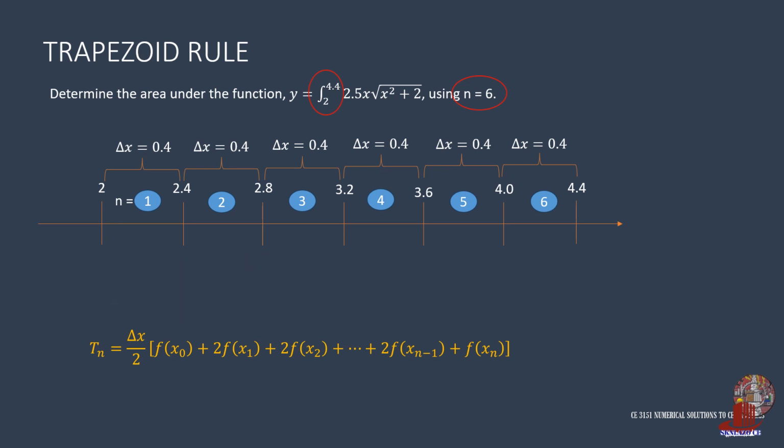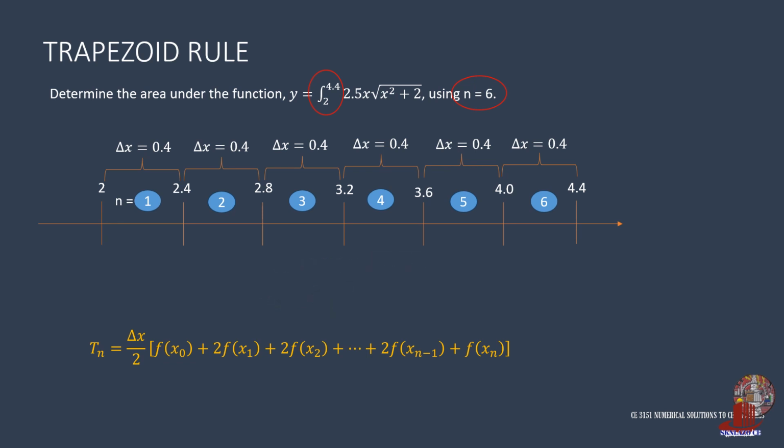Y sub 2 uses x of 2.8 and is computed as 2.5 of 2.8 times the root of 2.8 squared plus 2, resulting to 7 root of 246 divided by 5. The next height, y sub 3, is taken when x is 3.2. Y sub 3 turns out as 2.5 times 3.2 times the root of 3.2 squared plus 2, and that is 24 root of 34 over 5.